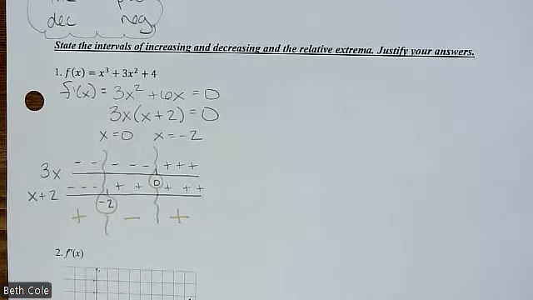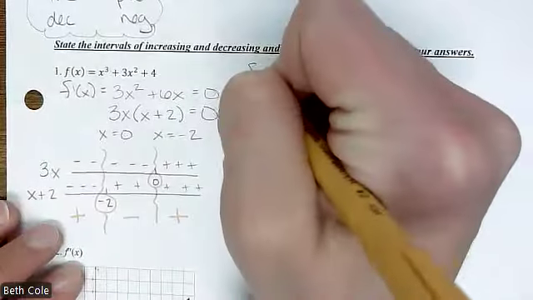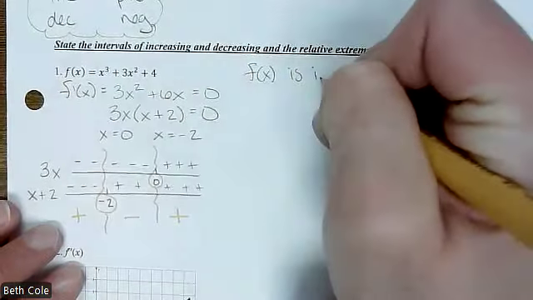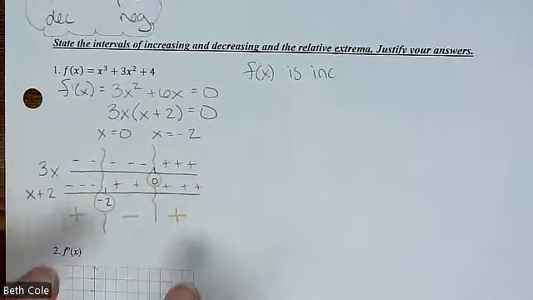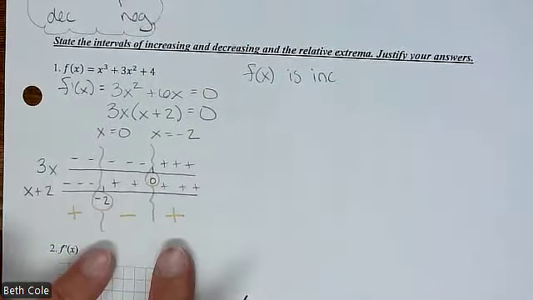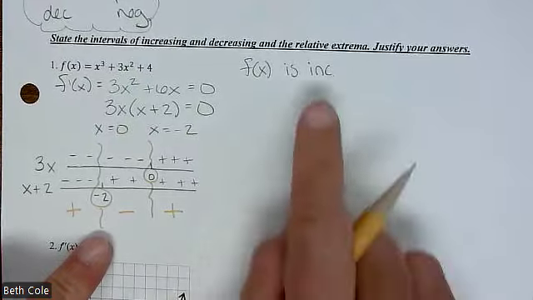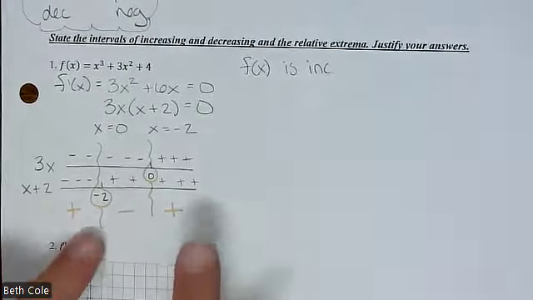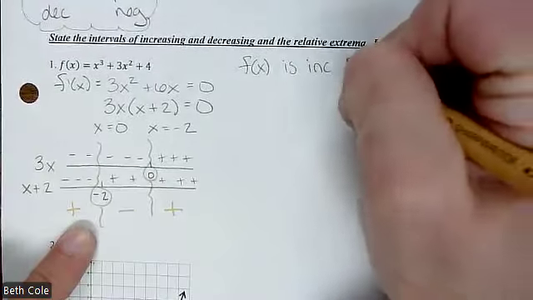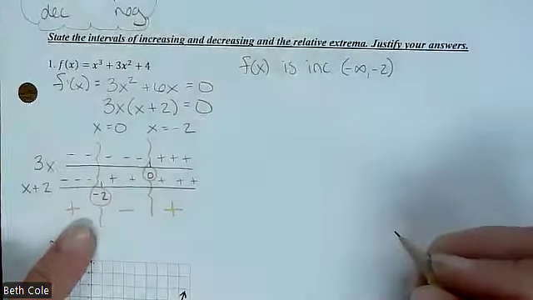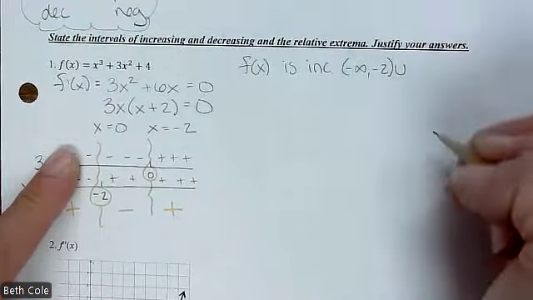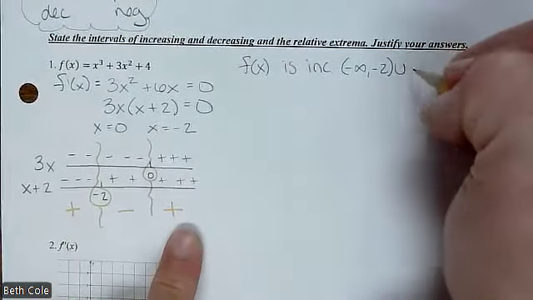Your sentence should start with f of x is or f of x has. F of x is the subject of your sentence, all right? So it should start out f of x is or f of x has. We're going to do our increasing and decreasing first. So f of x is increasing. Look at your number line. Where do you think? If you had to guess, use your common sense because it does make sense. On what intervals would f of x be increasing? Negative infinity to -2, union, yep, 0 to positive infinity.